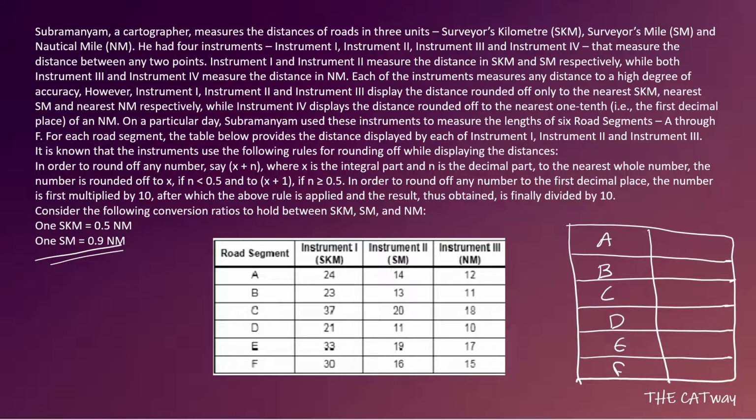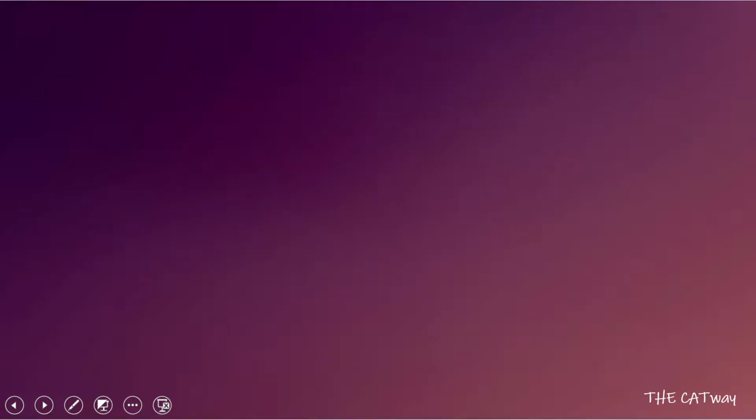So let's begin. For A, we have been given that the instrument 1 distance is 24 SKM. So how did 24 SKM come? The possible values through which 24 SKM can come is, see, it is being said that instrument 1, instrument 2 and instrument 3 round off to the nearest integer depending on whether the decimal part is less than 0.5 or greater than 0.5. You have been given some rules.